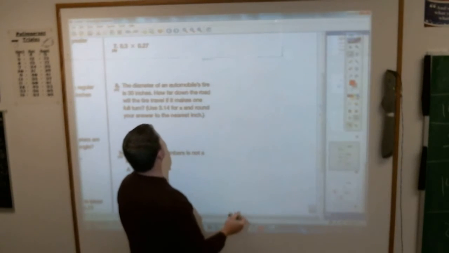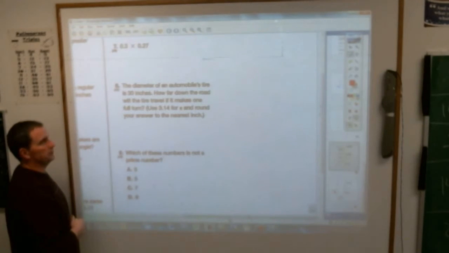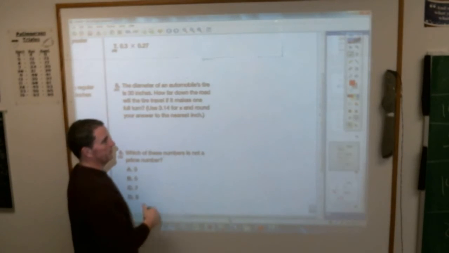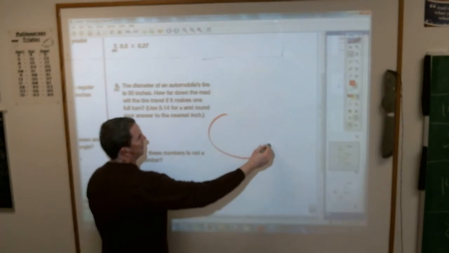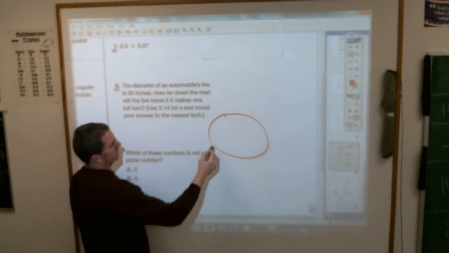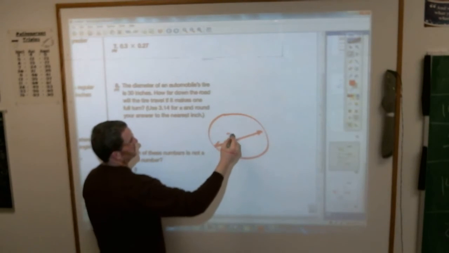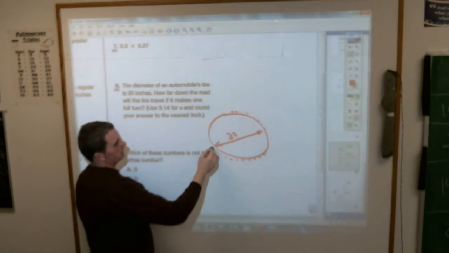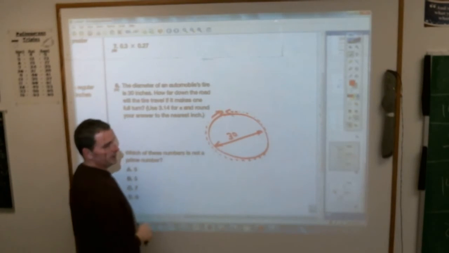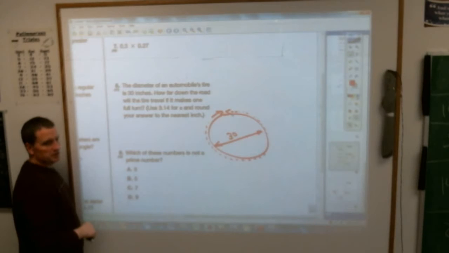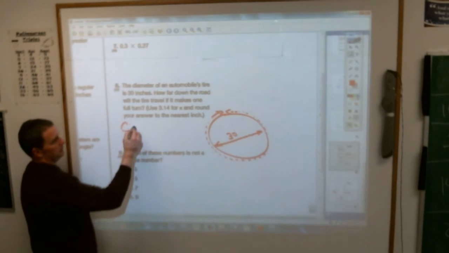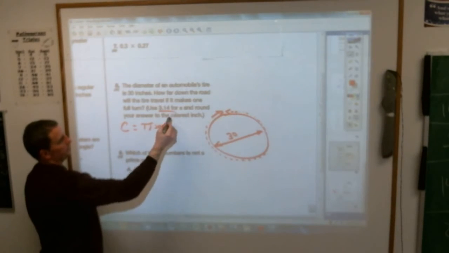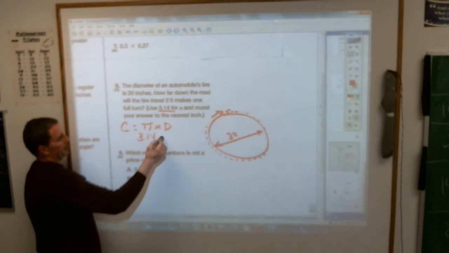Number 8. The diameter of an automobile wheel tire is 30 inches. Did you draw a picture? No. Well, that would be mistake number 1. Why would you not? Anytime it says this diameter is 30 inches, they are asking you how far the car will travel in 1 revolution. What is that? That is the distance around the circle, which we call, Jaden? Circumference equals pi times diameter. You're supposed to use 3.14 for pi. What's the diameter?